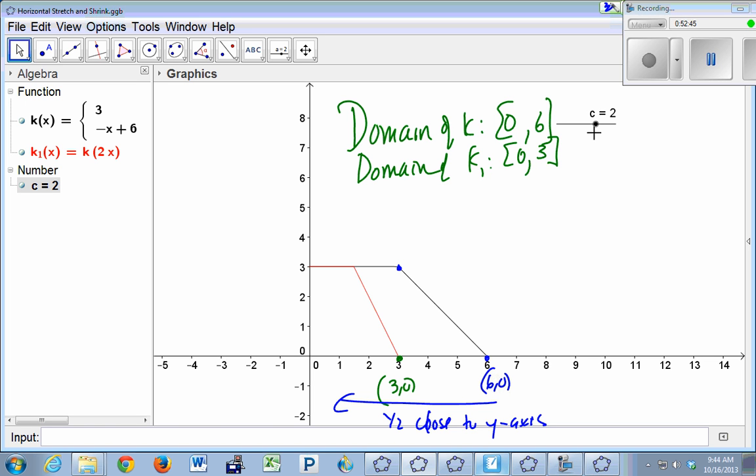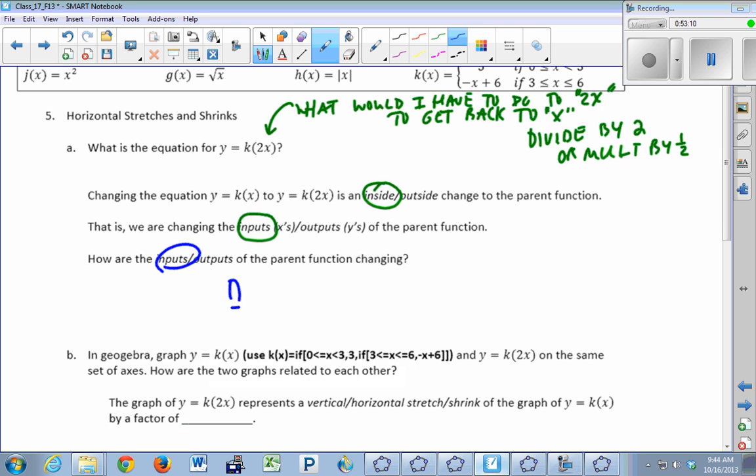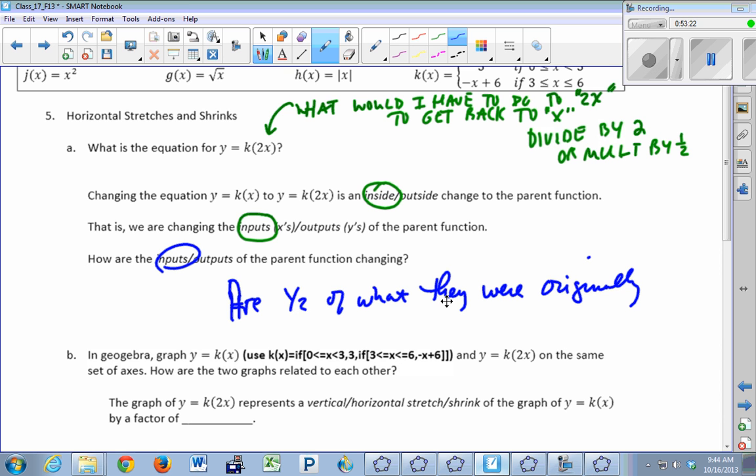You can take any point. What was this point? This point was 3, 3. Now where is it? It's at 1.5, 3. So everything has scooted in half the distance from the y-axis. It's shrunk. All right. Now, how have the inputs of the parent function changed? The inputs are half of what they were originally, right? We've divided them by 2, or we've multiplied by a half, however you want to say that.